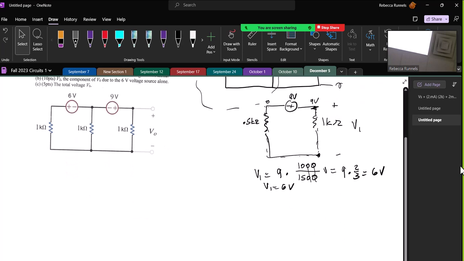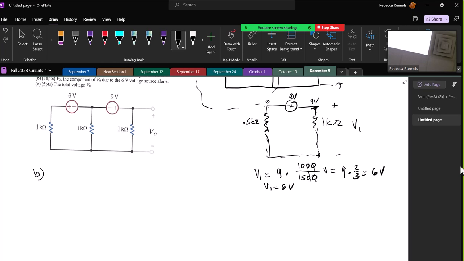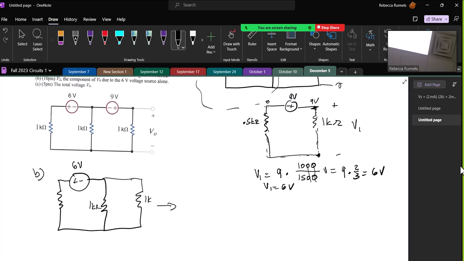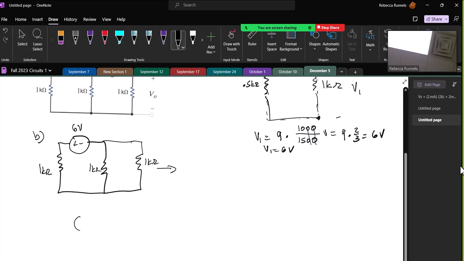Okay, so that's part A, and for part B, we want to find the voltage due to the 6-volt voltage source alone. So I'll put that one back in, and this time we'll short out the 9-volt voltage source. And, well, would you look at that, it's really the same sort of thing. So these two 1 kiloohm resistors are in parallel, so I can put those together, and so I have plus minus 6 volts.